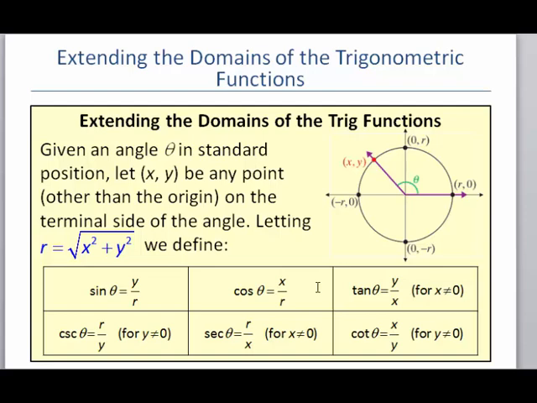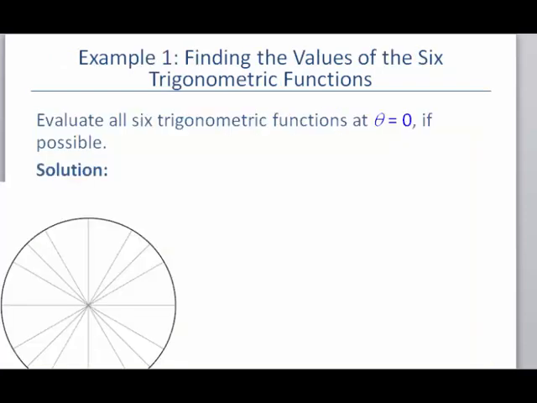This idea of using a point to define the trig functions makes the most sense when we look at an example. Our problem asks us to evaluate all 6 trig functions at theta equal to 0, if possible. So let's begin by noting where our angle is. Remember that the angle has to be in standard position, which means the initial side lies here. And since the measurement of the angle is 0, we know that the terminal side lies right on top of the initial side.